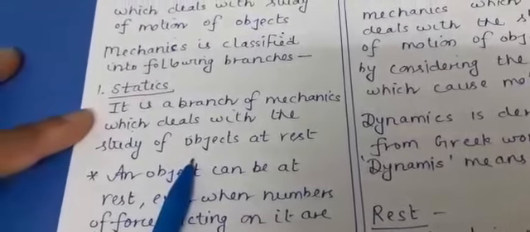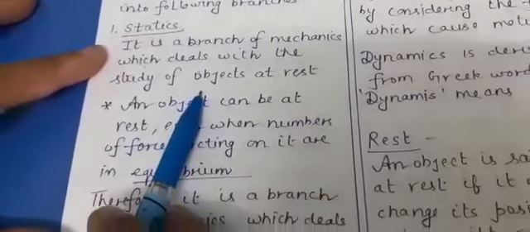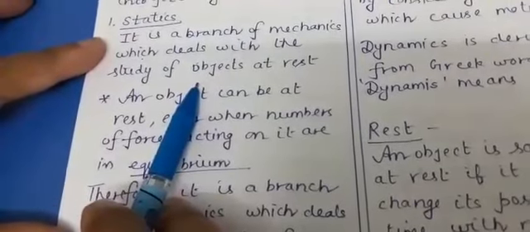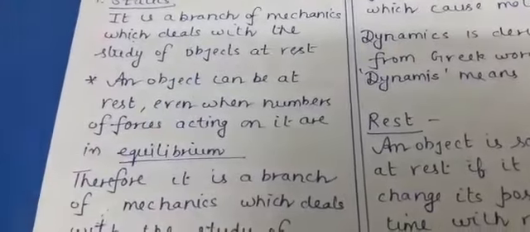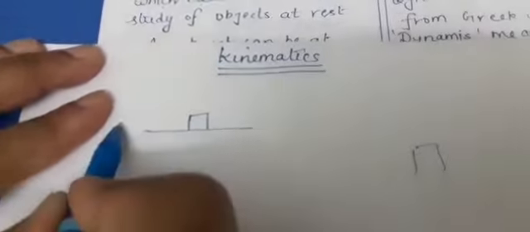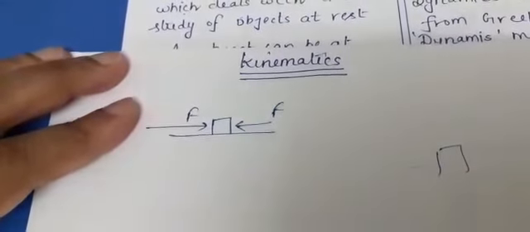When we are talking about the rest position of a body, it doesn't mean that no force is acting on it. There can be a case when a number of forces acting on the body are in equilibrium. Even then the body can be at rest. Suppose the body is placed over a surface, and the force applied from this side is F, and the force applied from this side is F.